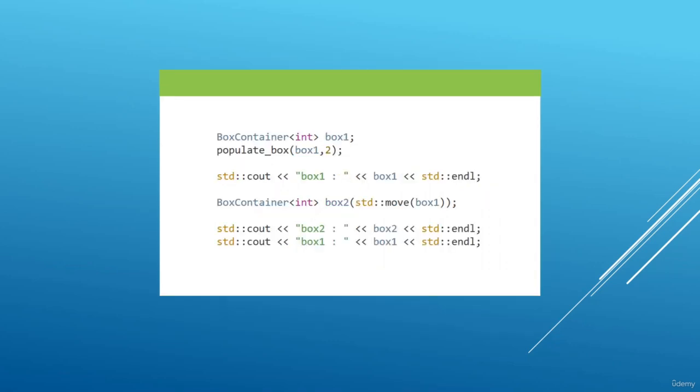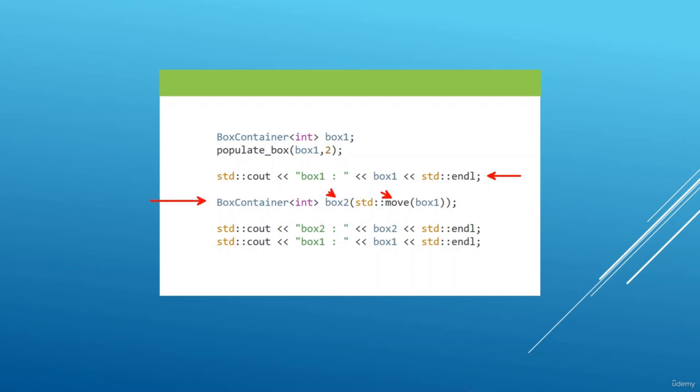But it is possible to steal from an object which is really not a temporary, and we have seen that we can do that through std::move. So what happens here? We have a box object, box1. We populate it with data. We can print it out as we see here, but we are stealing from object 1 and building another box object as we do on this line here.